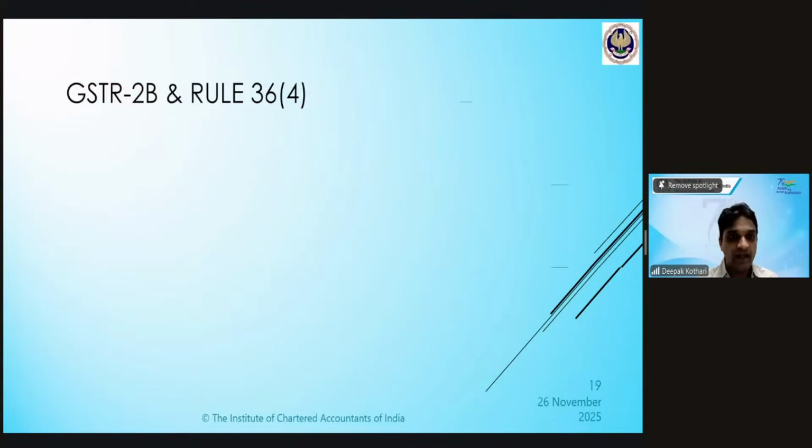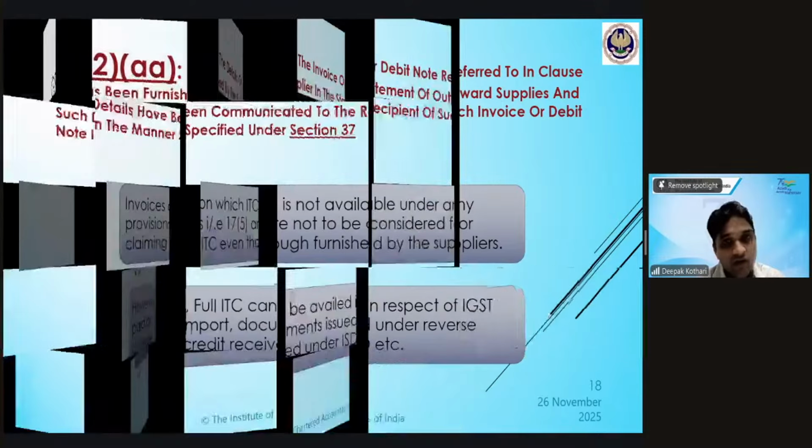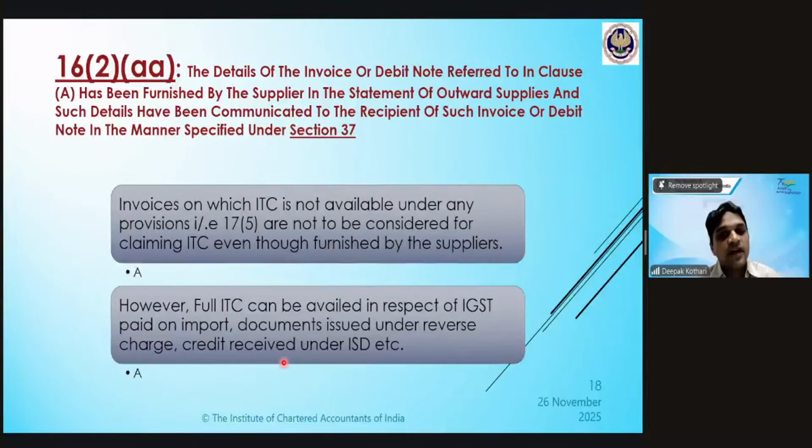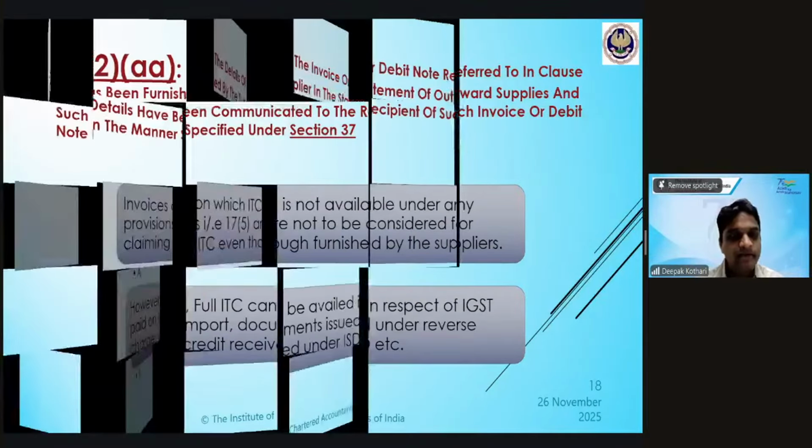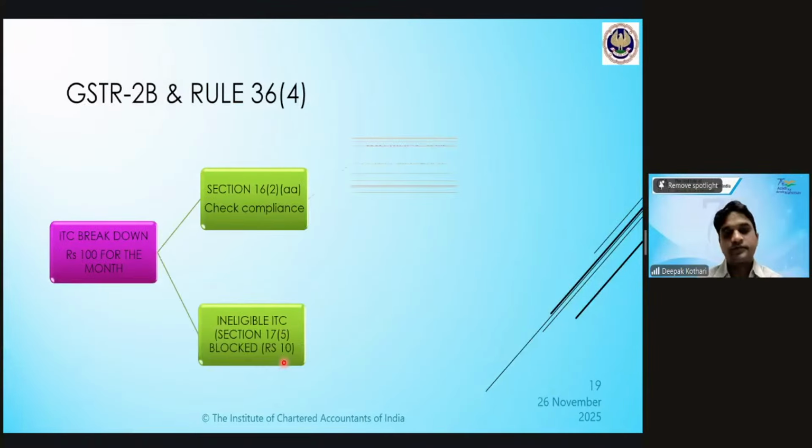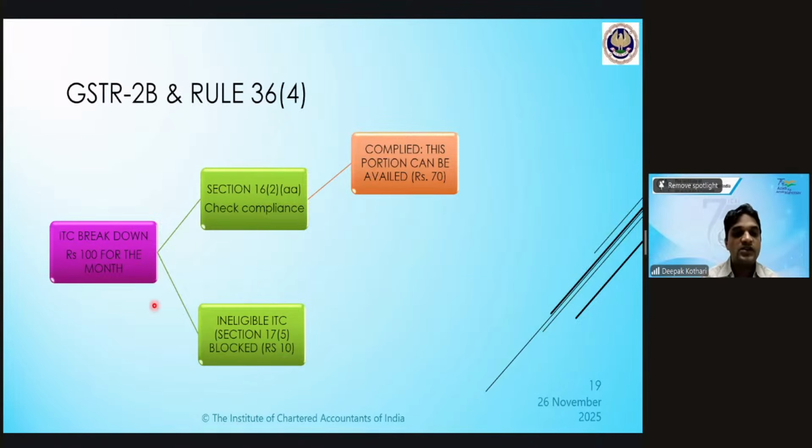Then 16(2)(a) says that the details of the invoice referred to in clause A have been furnished by the supplier in the statement. That is the same GSTR1. How do you claim it? See, this is your total ITC. You have to break it into that which is appearing in your GSTR2B. When it is appearing in GSTR2B, it means they have complied with section 16(2)(a). The condition says that the supplier has to upload it in his GSTR1. So once this is uploaded, it is complied.